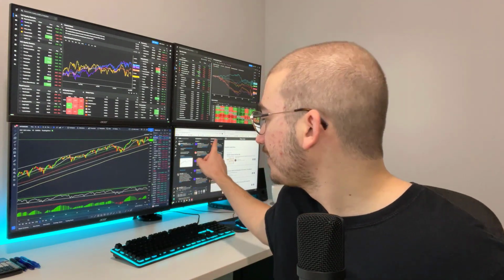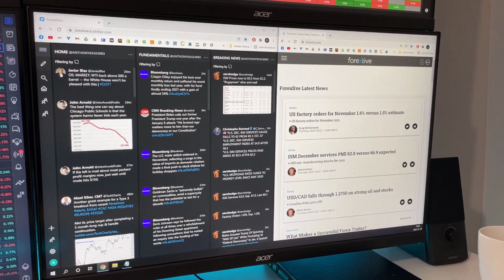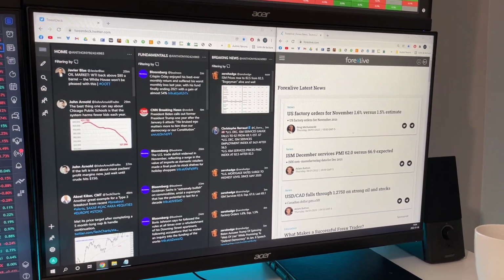Then after that, the second most important screen is this one right here. So this is my fundamental screen. I will have two websites open: my Twitter feed and Forex Live. These are the two main websites that I use for fundamentals. This is where I get most of my information. I always have them open because the way that I trade, fundamentals are very important for me. So I have to keep track of all the information that can be relevant for the market. So I always have these two things open on this screen.